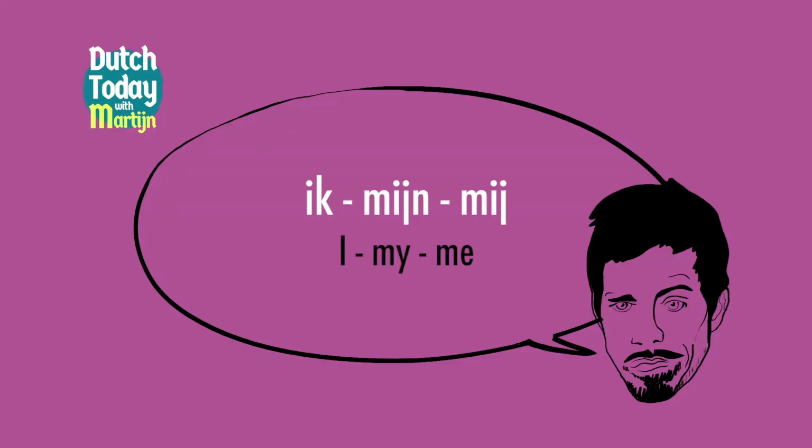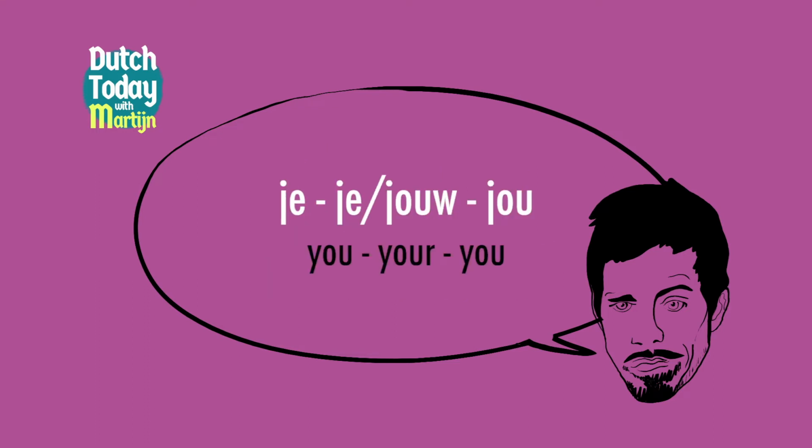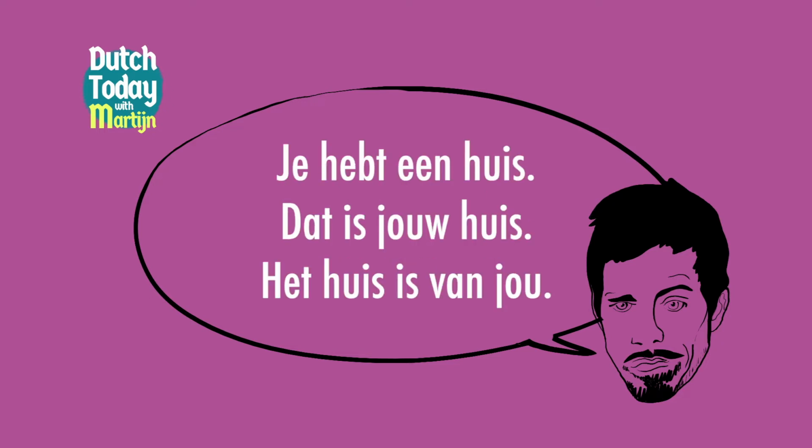You probably noticed there is some overlap in the different pronouns, whether they be the possessive pronouns or the objects of the sentence. So let's have an overview and see what I talked about today. Ik, mijn, mij. Ik heb een hond. Dat is mijn hond. De hond is van mij. Je, jou. Je hebt een huis. Dat is jouw huis. Het huis is van jou.